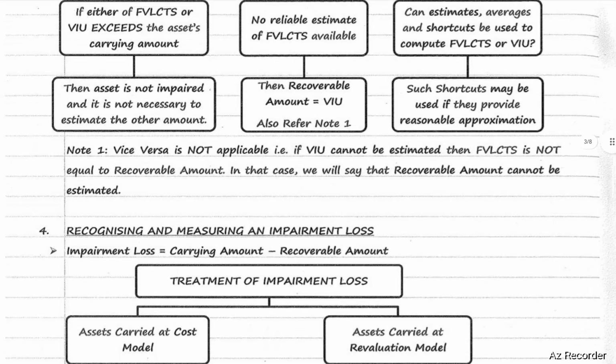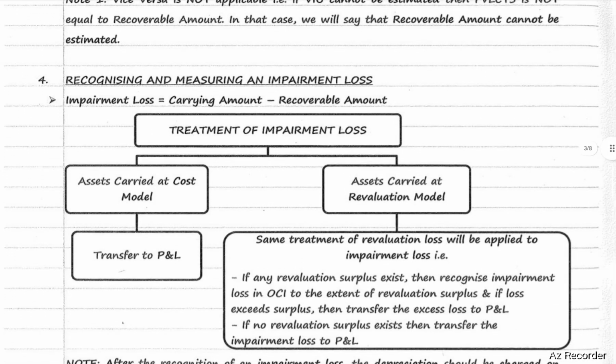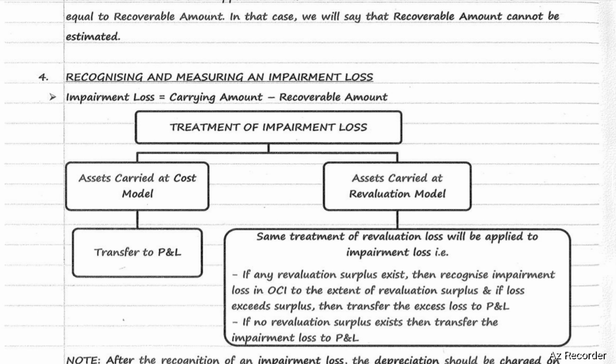Next, recognizing and measuring an impairment loss. How to calculate impairment loss? Impairment loss equals carrying amount less recoverable amount. Treatment of impairment loss. Assets carried at cost model. In such a case, impairment loss will be transferred to the P&L account.